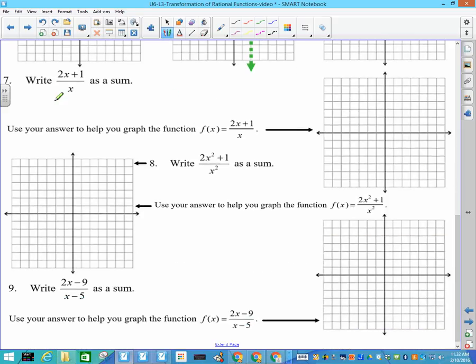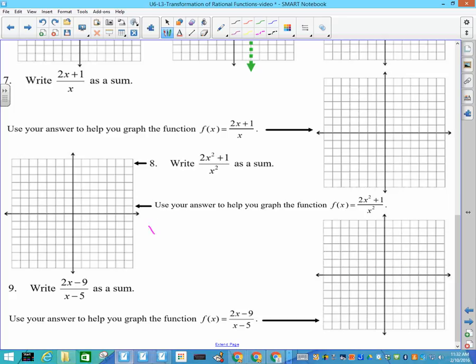And what I did on here, write as a sum. That's like what you did on the first page. Graph that one right here. I'm going to do this one with you. Write 2x minus 9 over x minus 5 as a sum, and then we're going to graph it right here.